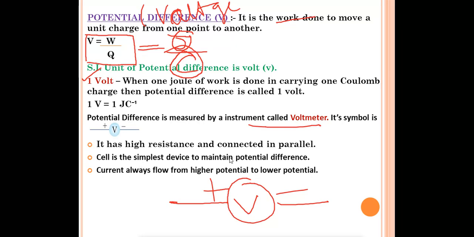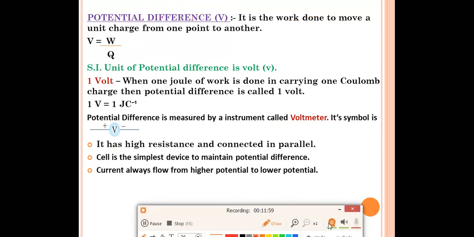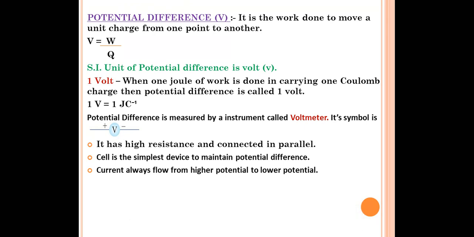Cell is the simplest device to maintain potential difference. Okay, now we have the cell, like a battery, that is the simplest device to maintain potential difference. Current always flows from high potential to low potential. Now how will the current flow in a circuit? It will always flow from higher potential to lower potential. For example, air also flows from higher altitude to lower altitude. Water also flows from a high tank to a lower tank. Like that only, current will also flow from higher potential to lower potential.